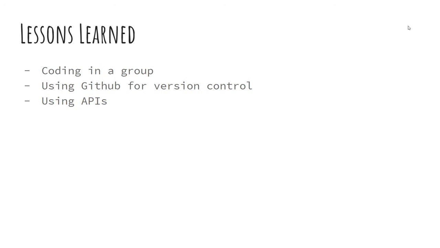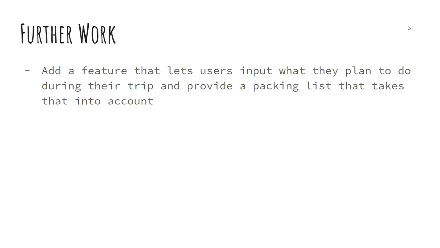So some lessons that we learned during this experience were coding in a group, using GitHub for version control, and using APIs. For further work, we'd like to add a feature that lets users input what they plan to do during their trip and provide a packing list that takes that into account.